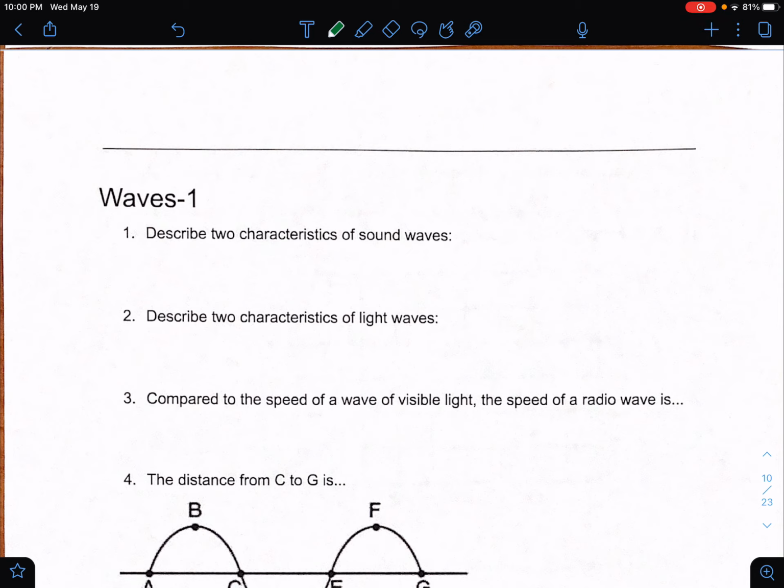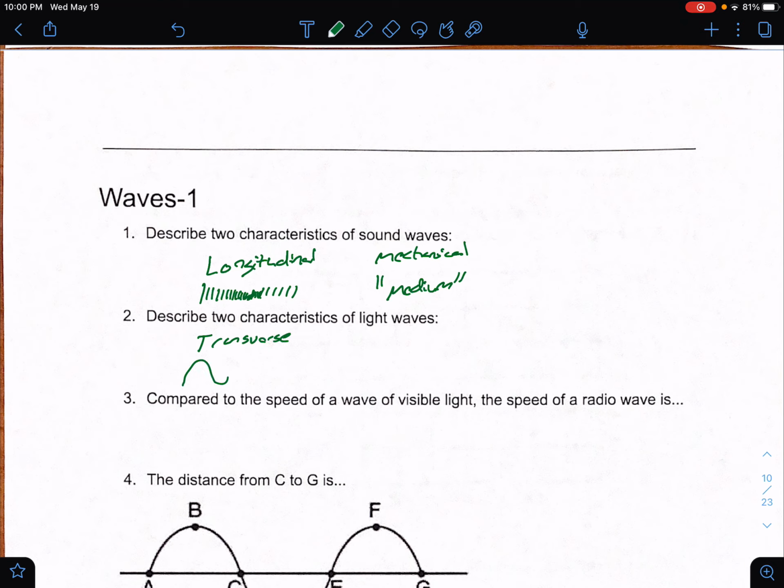Describe 2 characteristics of a sound wave. So one is they're longitudinal, meaning that your waves compress and stretch. So it kind of looks like this. They compress in the middle and then stretch out and then compress again. And they are mechanical, meaning that they have a medium. A medium is like air, water, or rope. You need a substance. 2, describe the characteristics of a light wave. They are transverse.